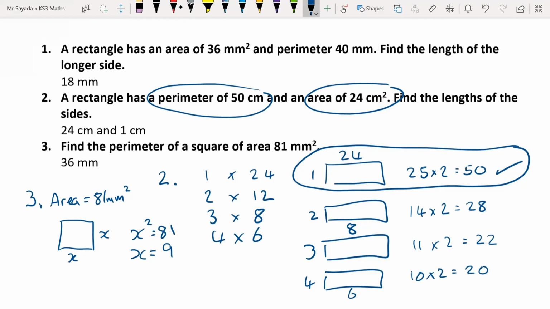Now that we know that the side length is 9, we can work out the perimeter. There are 4 sides, and each of those sides has a length of 9. So you can either add 9 together 4 times, or just do 9 times 4, which is 36 millimeters.